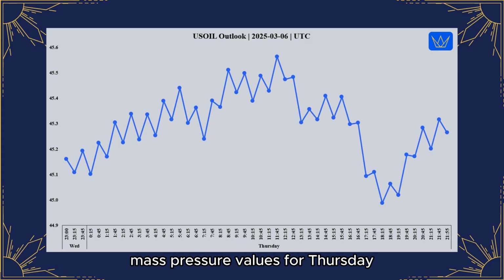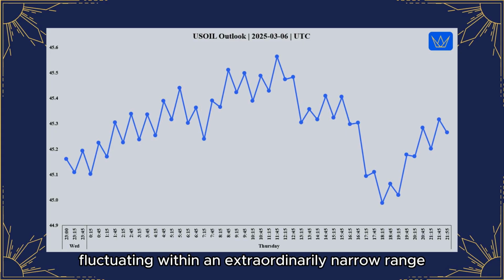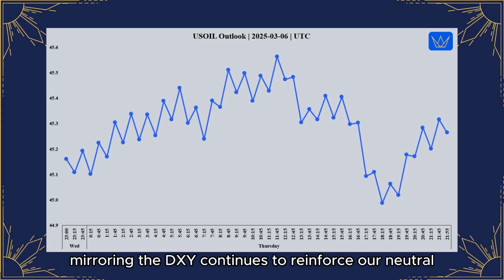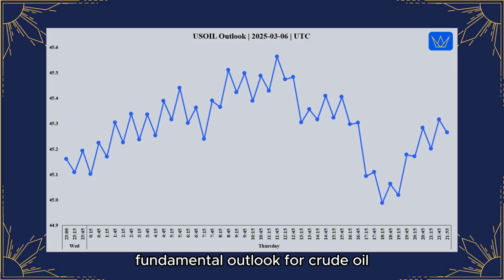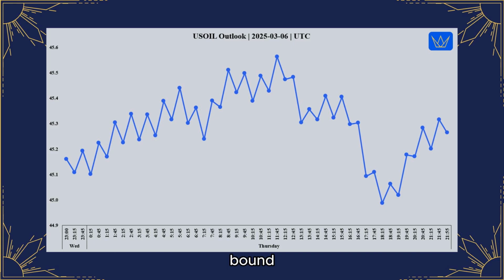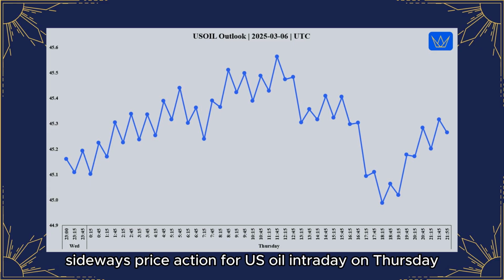US oil mass pressure values for Thursday are remarkably stable, fluctuating within an extraordinarily narrow range and showing virtually no discernible trend across the trading day. This flat and constrained mass pressure profile, mirroring the DXY, continues to reinforce our neutral fundamental outlook for crude oil. It indicates a high probability of continued range-bound, sideways price action for US oil intraday on Thursday.